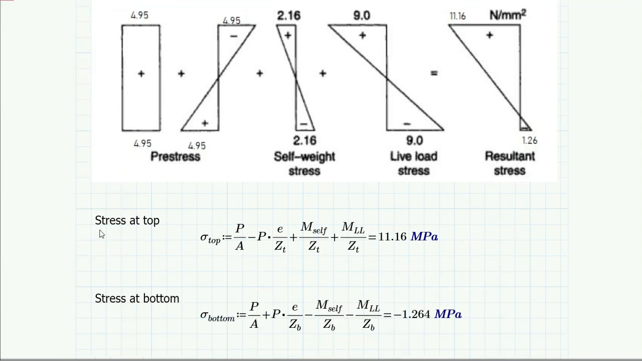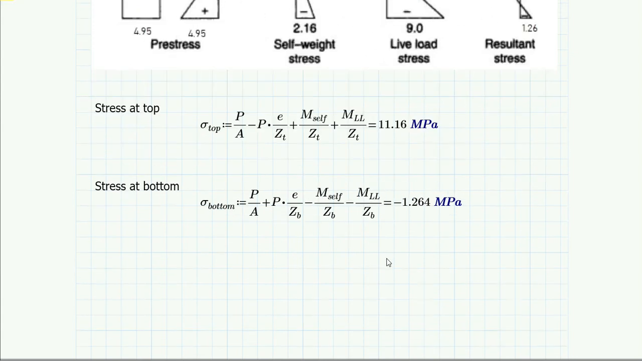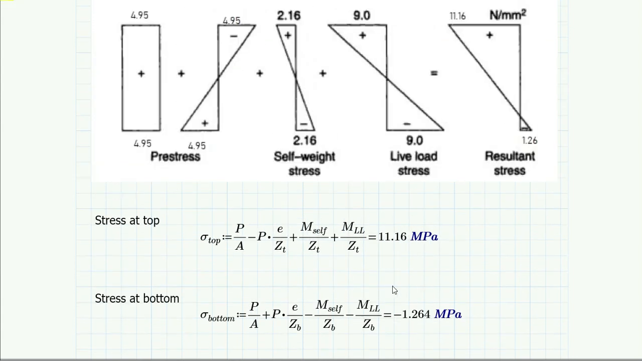So we can see that the stress at the top is P by A minus P into e by Zt, because we are considering the top, then plus moment due to self weight by Zt plus moment due to live load by Zt, which will be 11.16. The stress at the bottom is a negative value because we are having tension at the bottom. So like this you can analyze a pre-stressed structure.